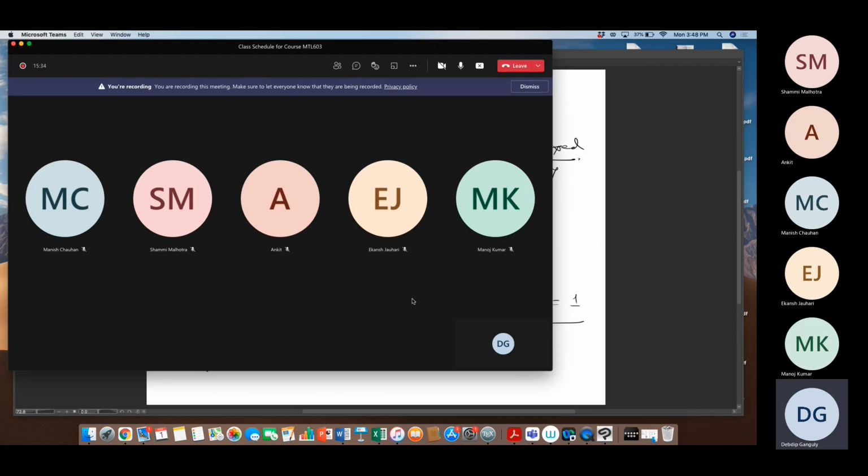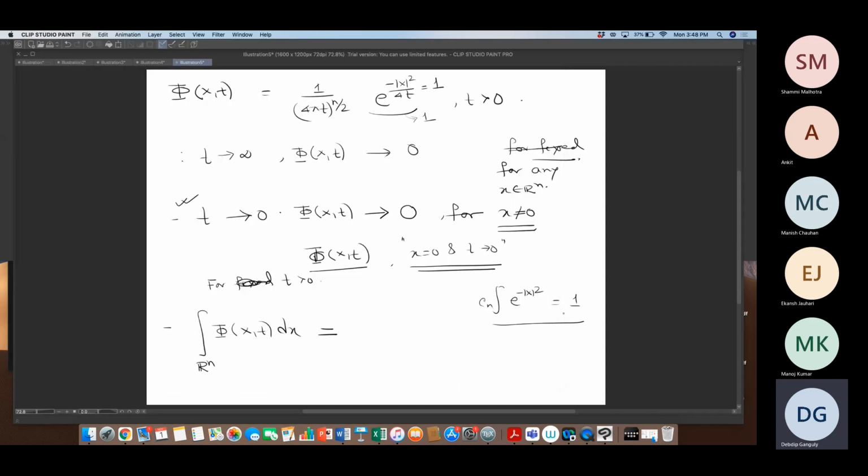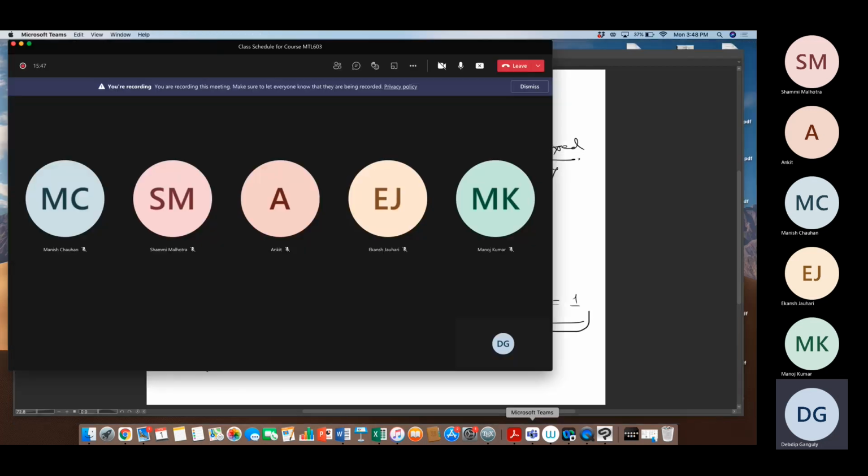Manish, Shammi, Ankit, Ekansh, Manoj, you haven't studied this? How to integrate e to the power minus mod x square? This is the first example of Fubini's theorem. How easily we compute this? No one has studied. Please tell me, Ankit, Ekansh. No, sir. You haven't studied this.